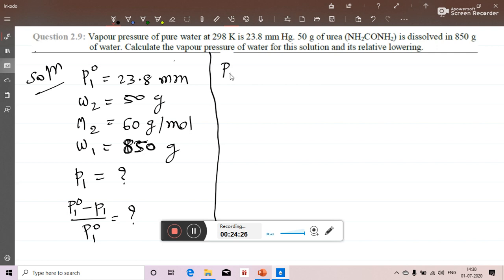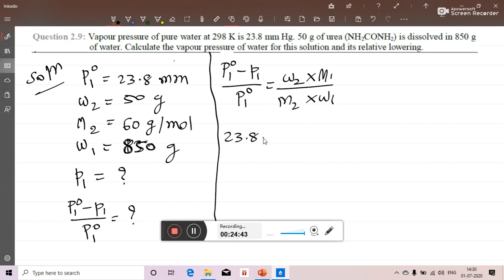P1 naught minus P1 upon P1 naught equal to W2 upon M2 into M1 upon W1. So P1 naught is 23.8 millimeter of mercury minus P1 we have to find out upon 23.8 equal to W2, that is weight of solute 50 gram upon molar mass of solute 60 into M1, that is the molar mass of water, that is 18 upon mass of water is 850.